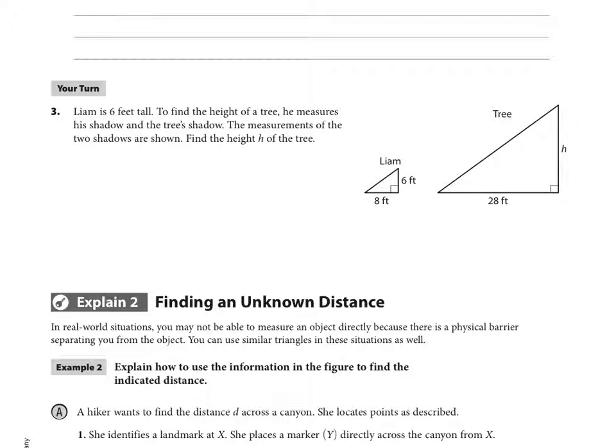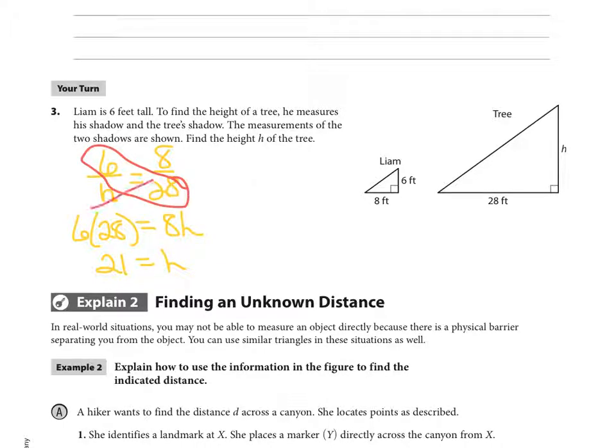On this next page, here is Liam, and I want you to try this one and then come back and see if you've done it right, because we've done enough of these that I think you can do it by yourself. Remember, you can set this proportion up any way you want, as long as these two and these two are your cross multiplication. And so you should have gotten 21 feet high.